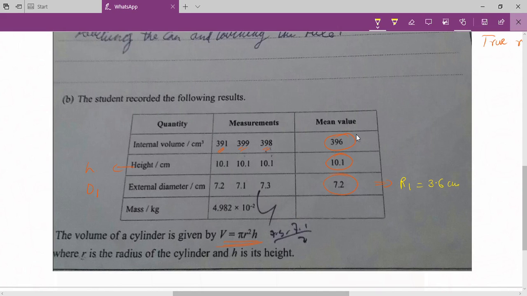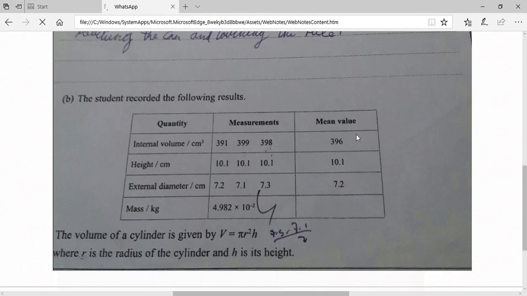Okay, so I'm going to refresh this so that the next image appears. One second.